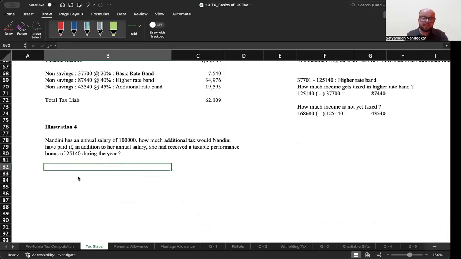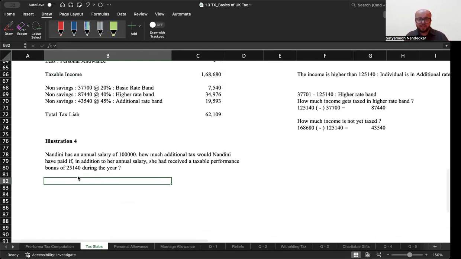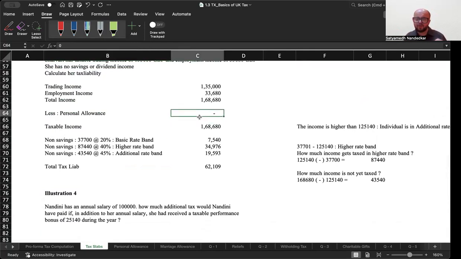Now, Nandini has an annual salary of 1 lakh. How much additional tax would Nandini have paid if, in addition to her annual salary, she had received a taxable performance bonus of 25,140 during the year? This question will link us to the next concept, which is understanding personal allowance in more detail. Here I had told you to accept as a fact of life that at a certain income level personal allowance is zero. Now we'll delve deeper into how personal allowance is calculated.